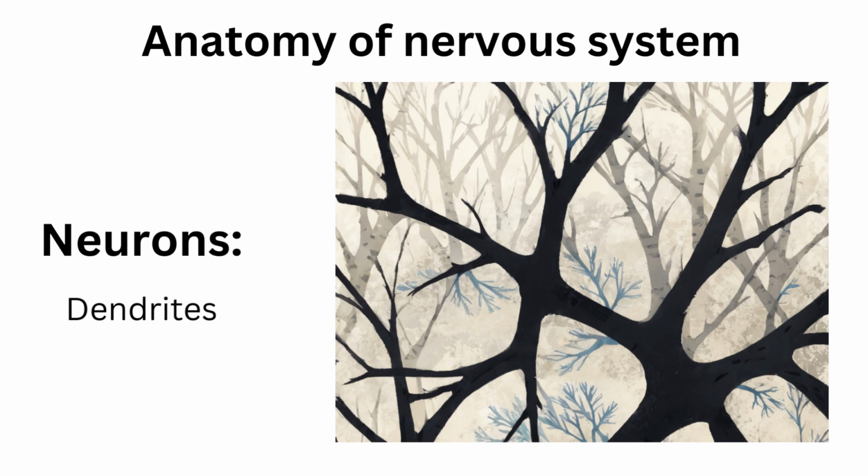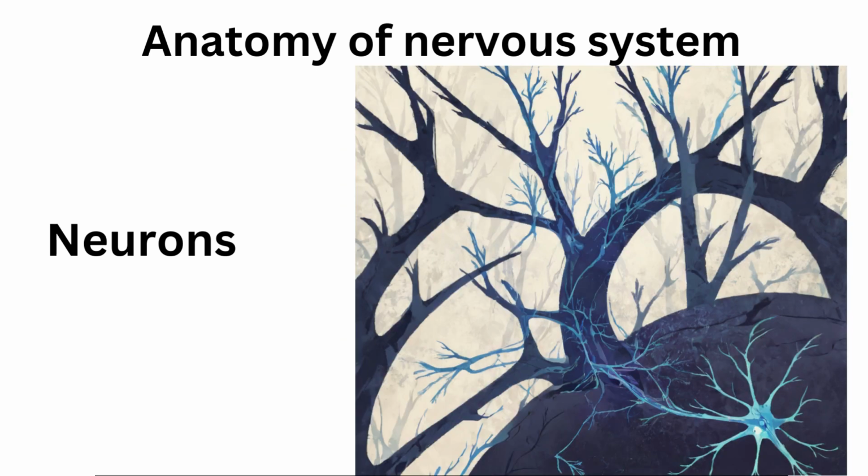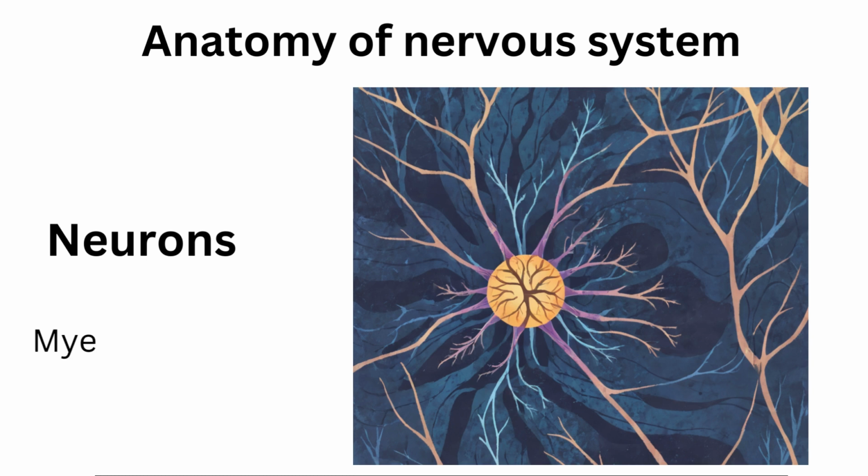Dendrites. Branch-like extensions that receive signals from other neurons. Axon. A long, slender projection that transmits signals away from the cell body. Axon terminals. The end of the axon, where it forms synapses, connections, with other neurons or target cells. Myelin sheath. A fatty insulating layer that surrounds some axons, speeding up the signal transmission.